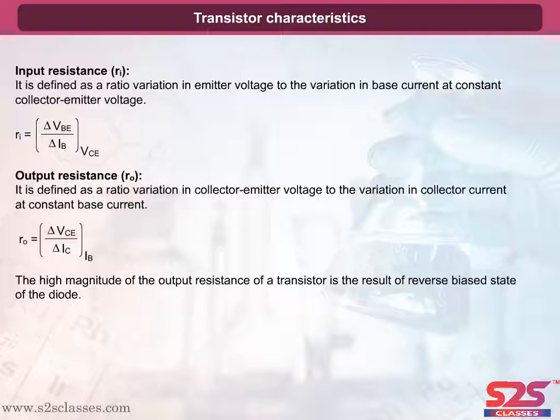Input resistance, Ri. It is defined as the ratio of variation in base emitter voltage to the variation in base current at constant collector emitter voltage. Output resistance, Ro.